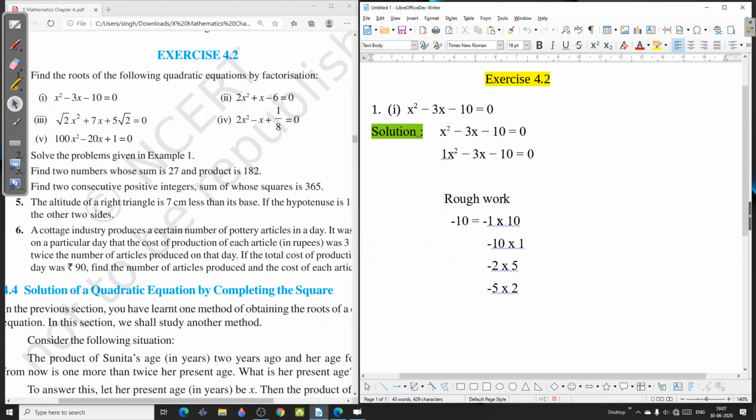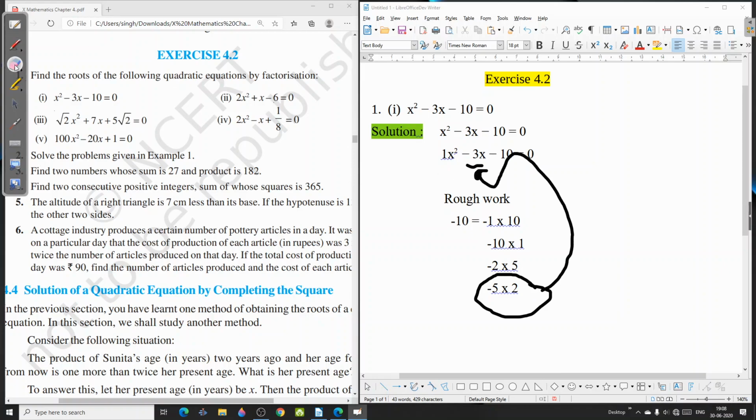Next thing you have to do is add them. Orally you can add them. Minus 1 plus 10, what you will get? That is 9. Minus 10 plus 1 is minus 9. Minus 2 plus 5 is 3. Minus 5 plus 2 is minus 3. So out of all these factors, you have to take that factor whose sum is equal to the coefficient of the middle term. Minus 5 plus 2 is how much? Minus 3 we have got. So what is the middle term here? x, and its coefficient is minus 3. So minus 5 plus 2 is minus 3. So that is why we will write it here.